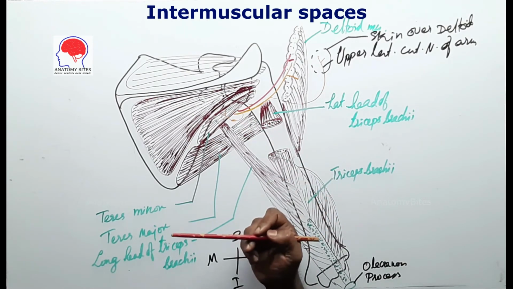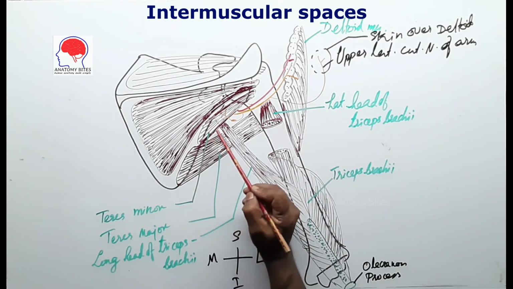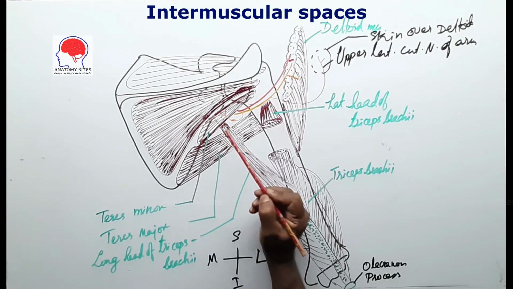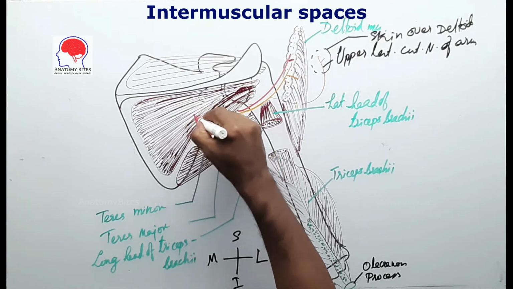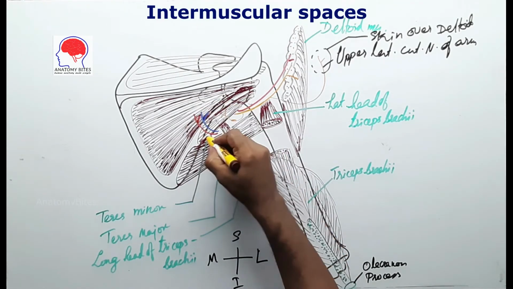Now the boundaries of the upper triangular space. This is the upper triangular space bounded by teres minor, teres major, and the long head of triceps brachii. The only content of this is the circumflex scapular vessels.